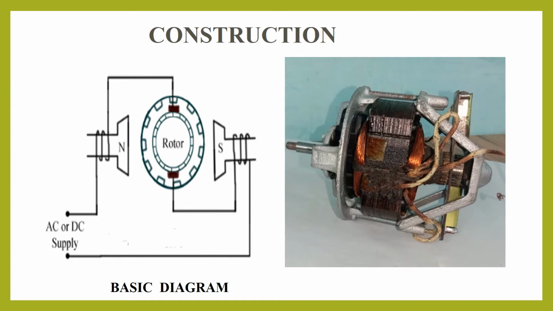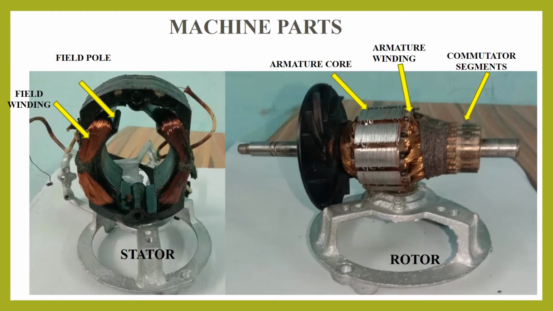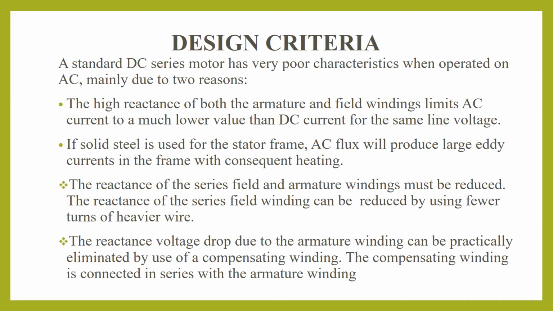This can be explained here. The coil turns will be fewer, but made of very thick wire. That is the way we can reduce the reactance value of my stator. Now, if you want to reduce the reactance value of my armature, what should be done? I have to make a winding that should be connected in series. That is, I will go for a compensated winding. The winding should be placed in the stator and kept in series with the armature.